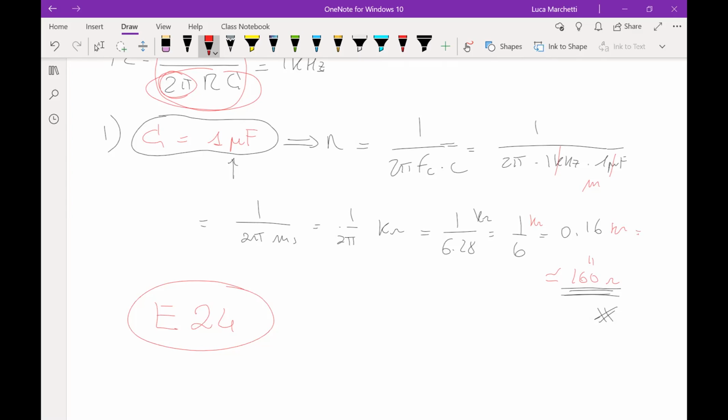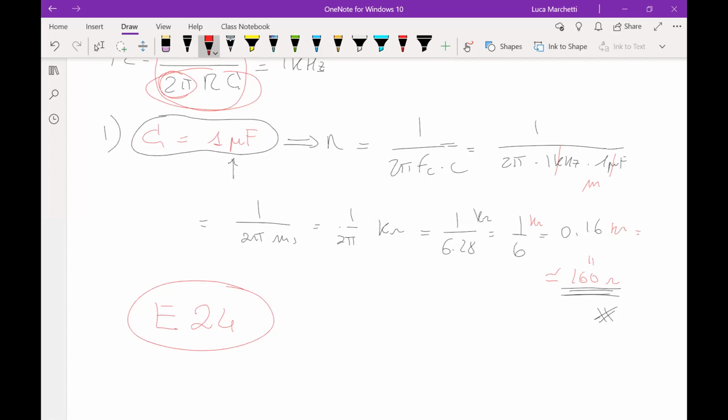So don't leave values if you're not sure that they belong to the E24. This is 160 ohm. I don't think it is in the E24, so this one would be wrong, okay? Although the calculation is okay, I might remove maybe half a point or maybe 1 point because it's not satisfying E24, which means that you cannot actually build it.